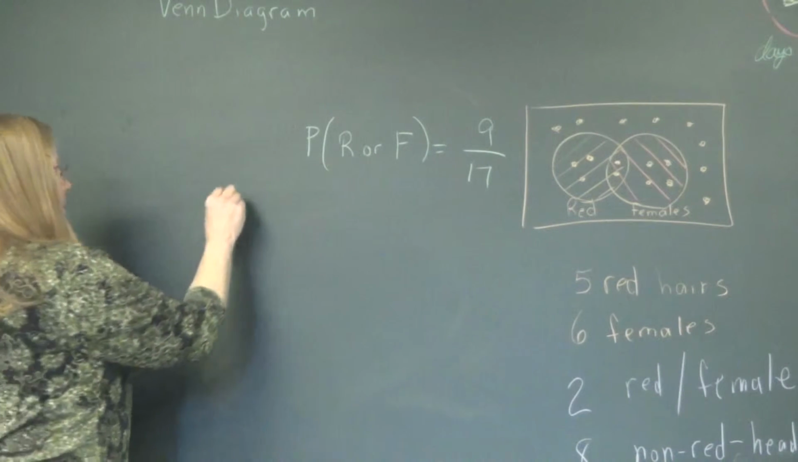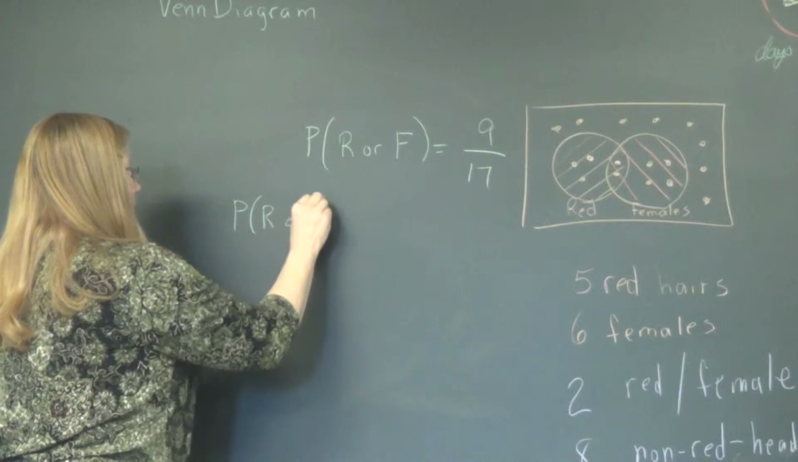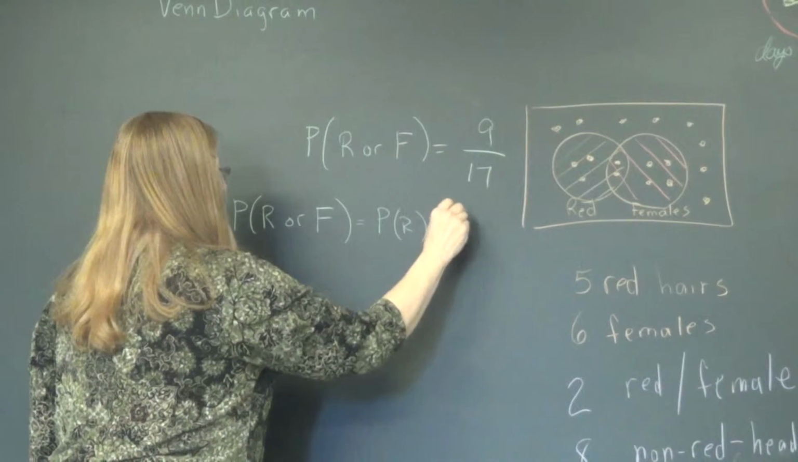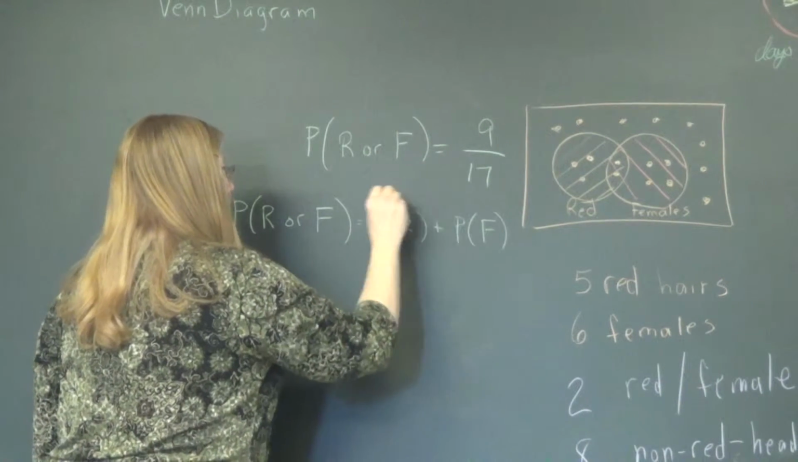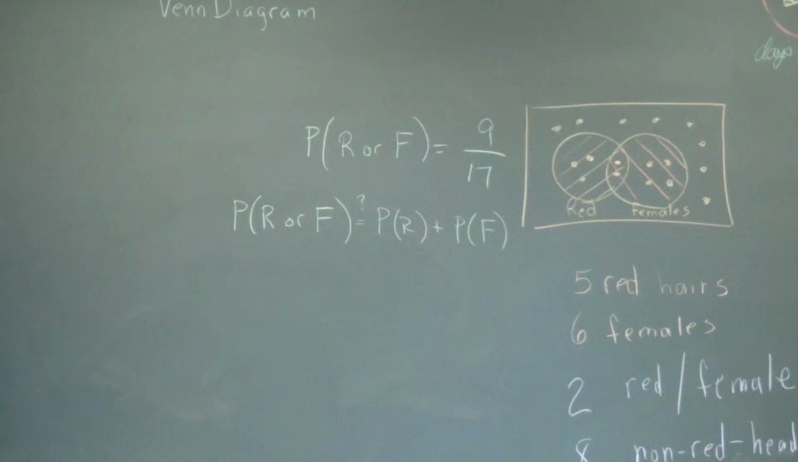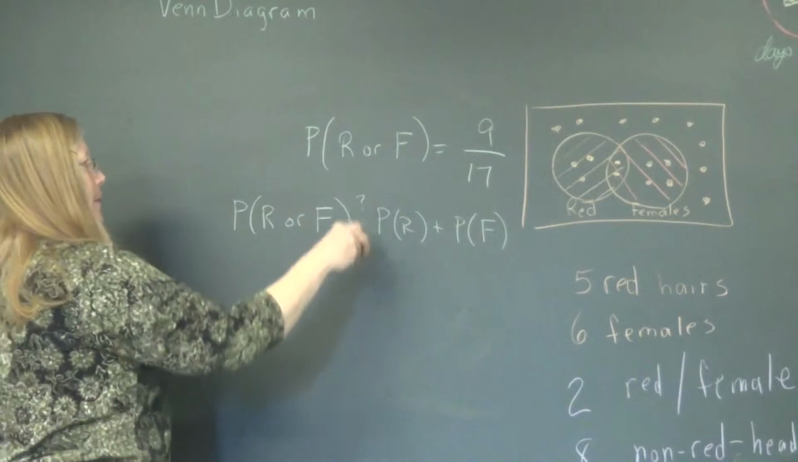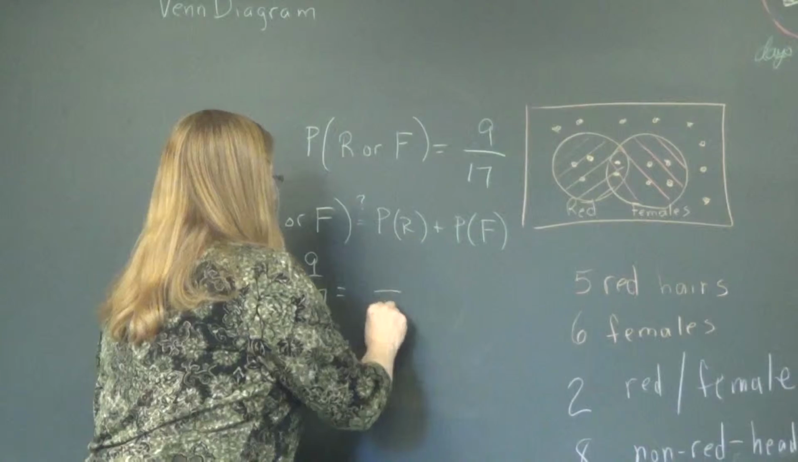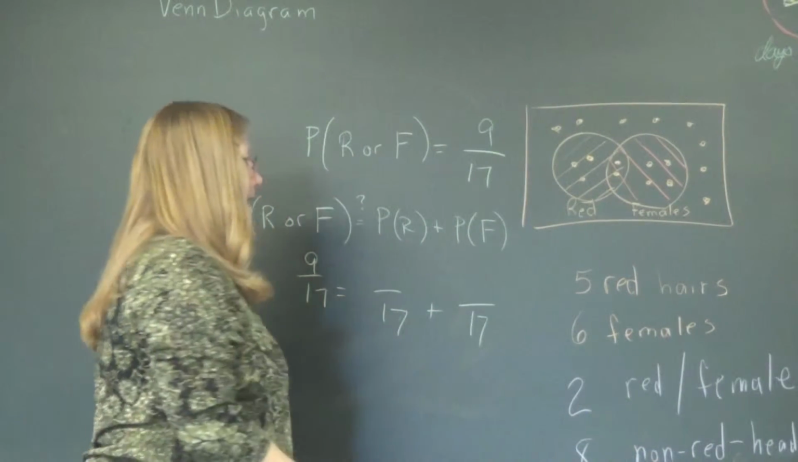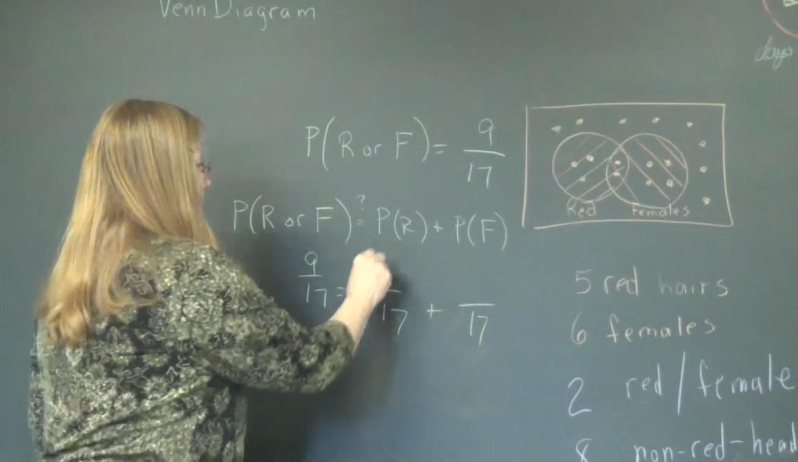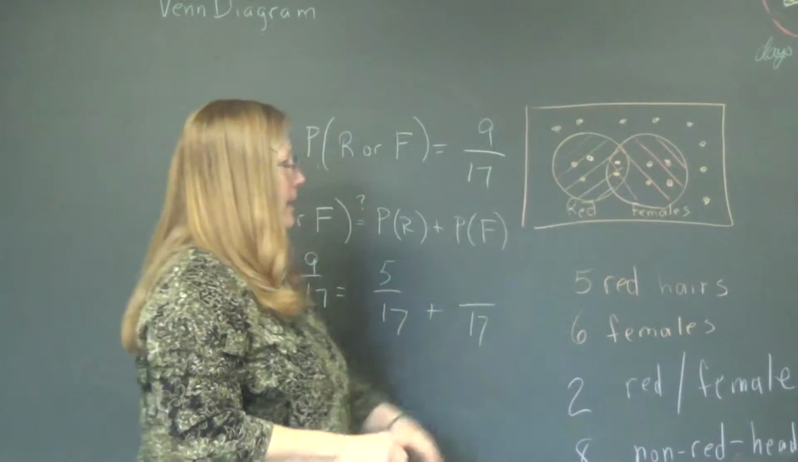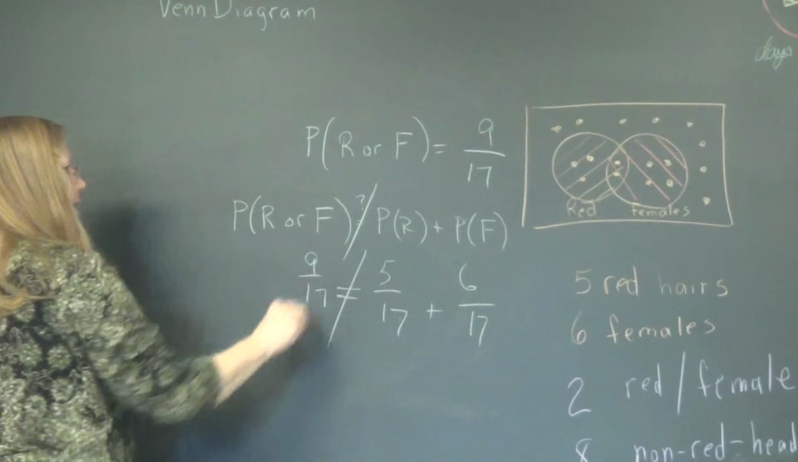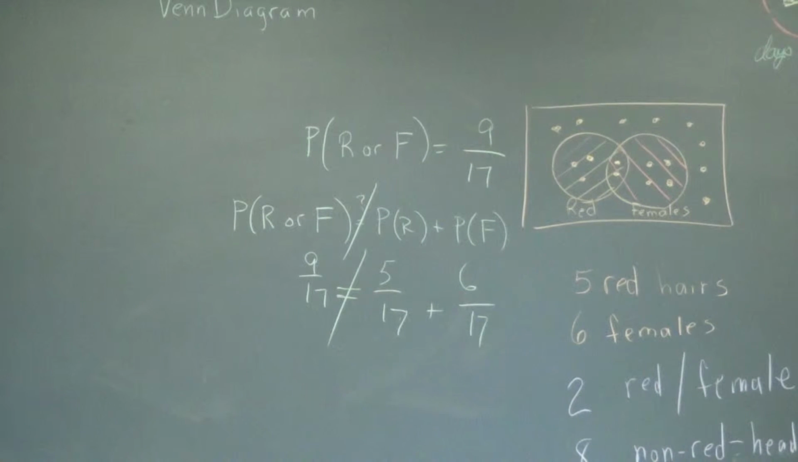Now I was wondering, and we kind of touched on this yesterday, does the probability of red or female equal the probability of red plus the probability of female? No, I don't think we did this one. So let's go and see. We already did the probability of red or female is 9/17. What's the probability of red? In red there were 5, and female there were 6. So 9 does not equal 5 plus 6.